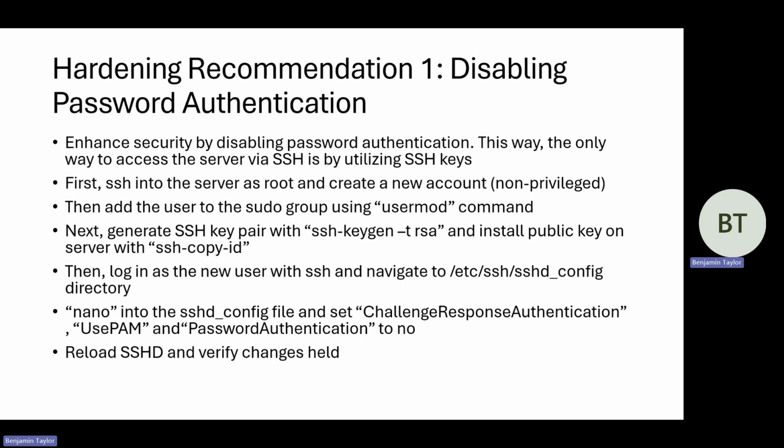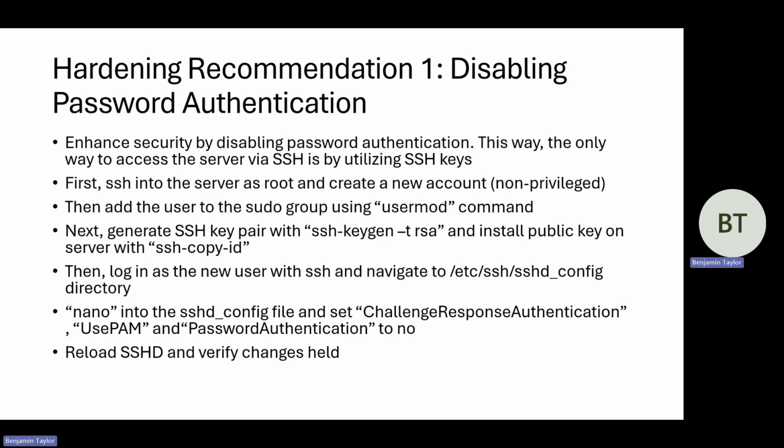So you're going to start by SSHing into your server as the root user, and then you're going to create a non-privileged user account with the adduser command. And then after this, you'll add them to the sudo group with the usermod -aG option. Once you've done that, you can go and generate your SSH key pair for the new user. So you can run ssh-keygen, the same command that we talked about in the previous slide. And then you're going to install the public key on the server with ssh-copy-id, and then you're going to use the new username at your server.